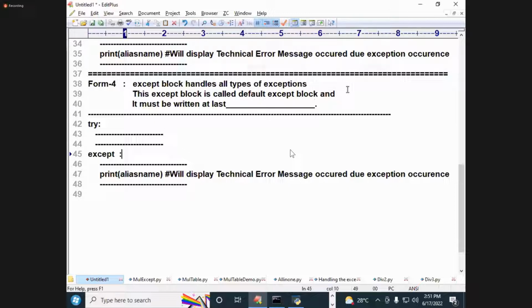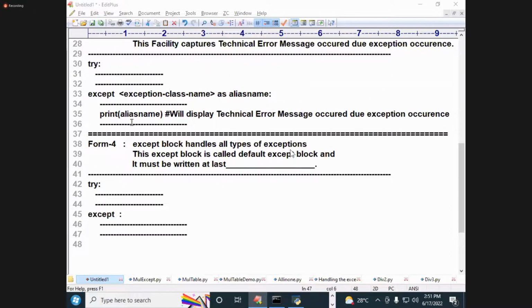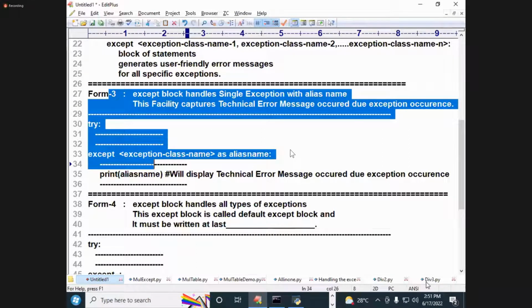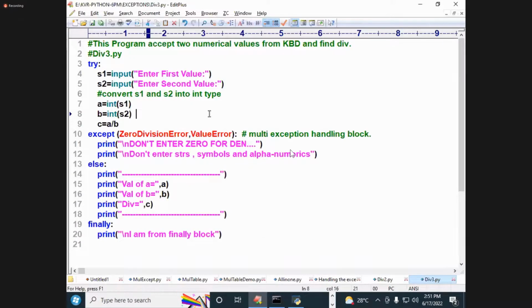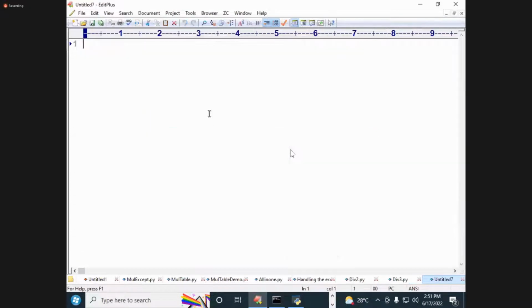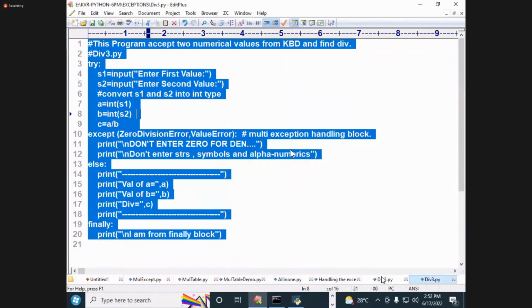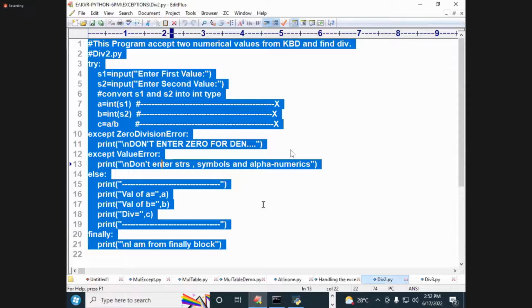Try block and except block are taken, and I will write some message. I am writing nothing else at this stage. Let me show you technically here. First point, I forgot to show you practically. This is called div3. Next I am going for div4. Instead of that, better I never take this. I will take div2, and others I will take.